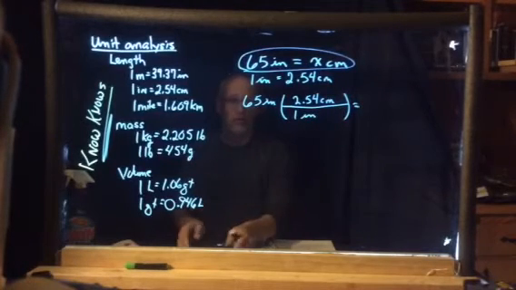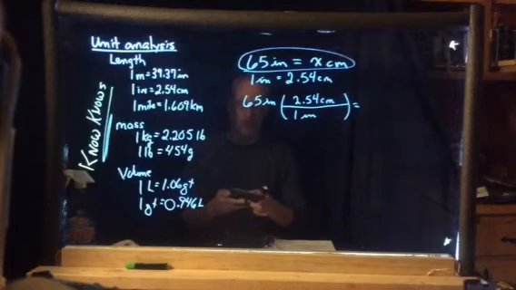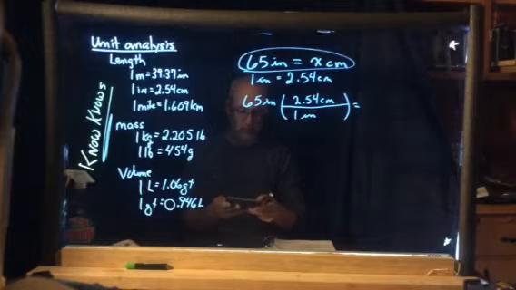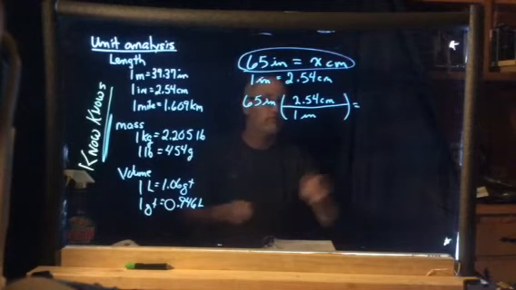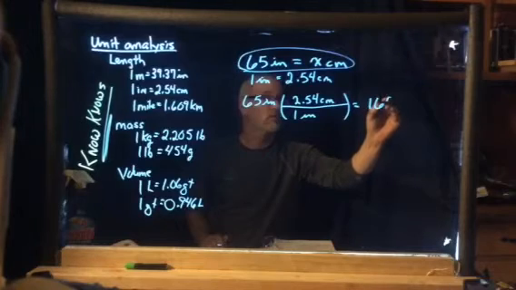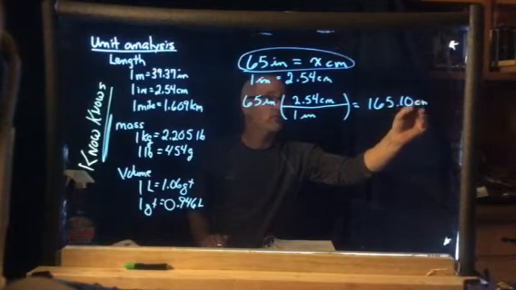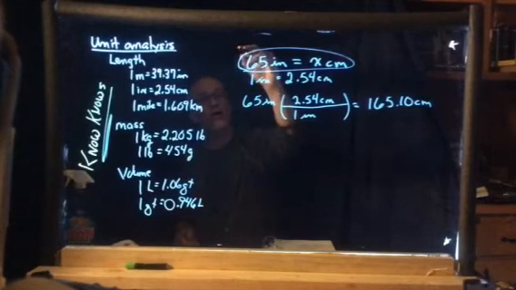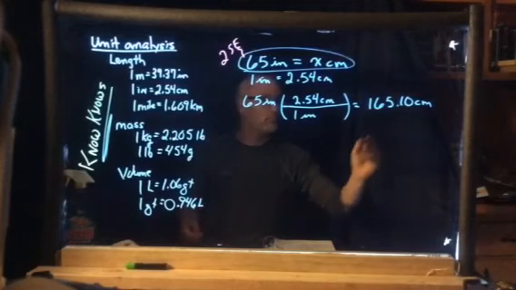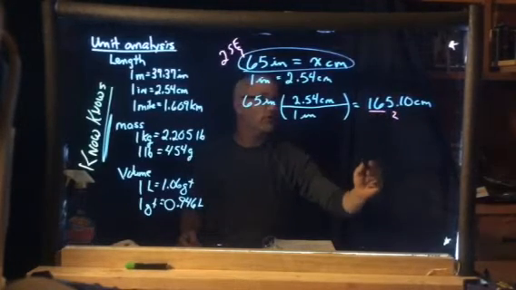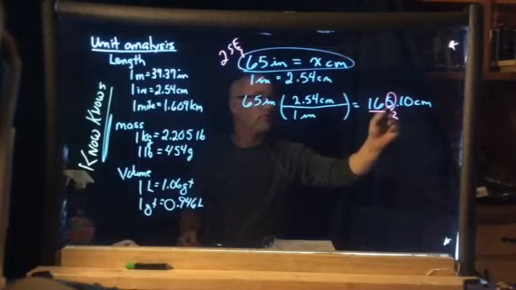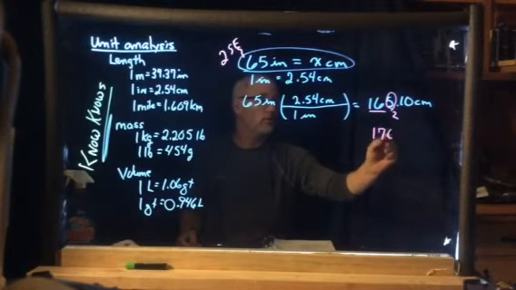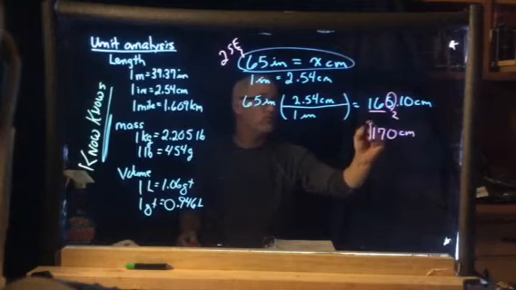So then I just put it in the calculator because inches cancels out. 65, and I multiply it by 2.54. And I get 165.10 centimeters. I go back to the original problem and I see that I have 2 sig figs. So then I have to convert it to 2 sig figs. This number is 5 or larger, so it'd be 170 centimeters.